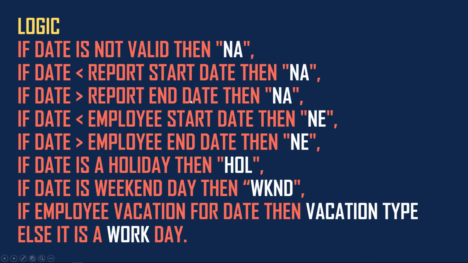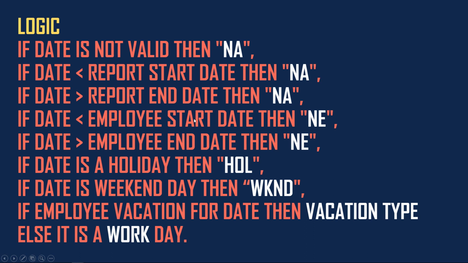Similarly, if the date is greater than the report end date, we will also put NA. If the date is before the employee start date, so this is kind of where the employee should have been employed, and if not, it'll say NE. If the date is greater than the employee end date, that'll also say NE. If the date is a holiday, then it'll say HOL. If it's a weekend day, it'll be weekend. If the employee took a vacation on that day, then we will display the type of vacation that the employee had. And then if nothing else, then we will mark it as a work day.